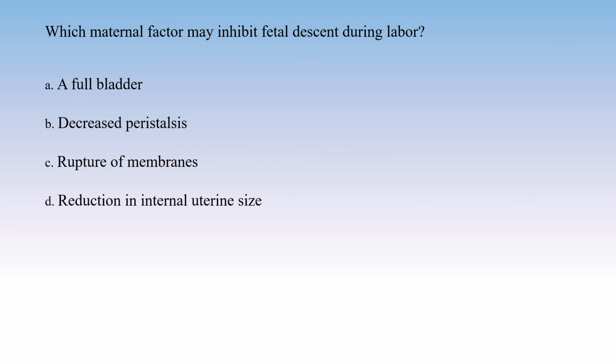Which maternal factor may inhibit fetal descent during labor? A. A full bladder. B. Decreased peristalsis. C. Rupture of membranes. D. Reduction in internal uterine size.